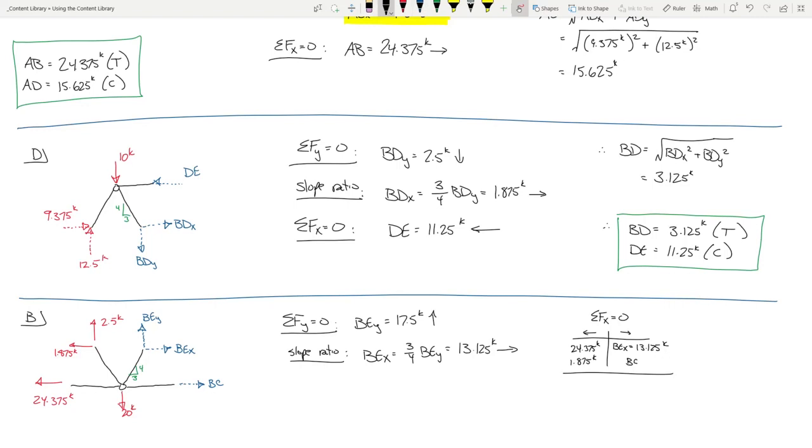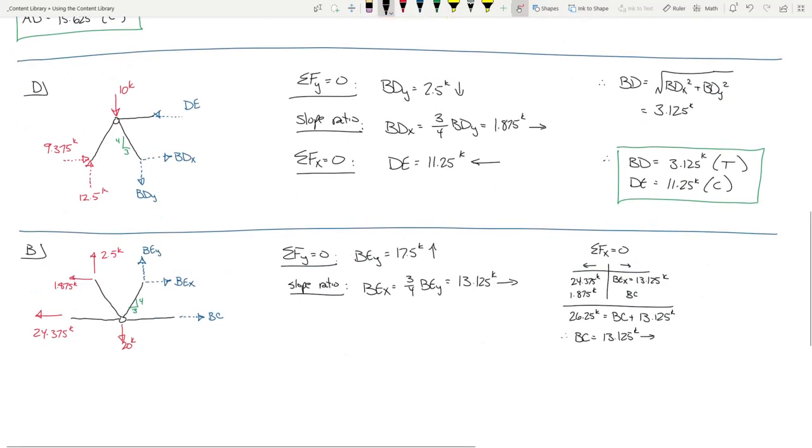And so that's... what was that? 24.375 plus that. 26.25. What's that? 26.25 going right. 26.25 is BC plus 13.125 kips. I think BC is also 13.125. Yeah. So BC is 13.125 kips to the right.